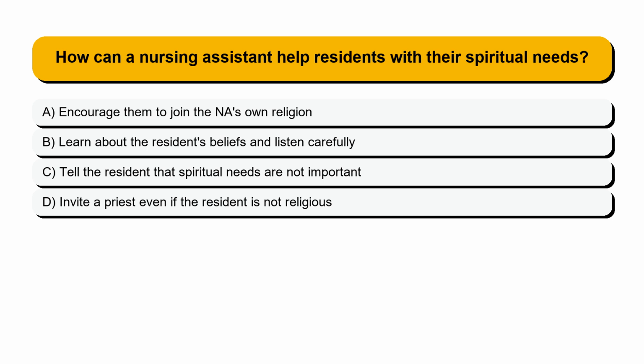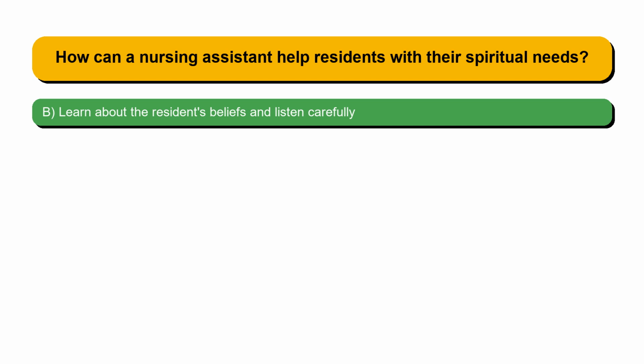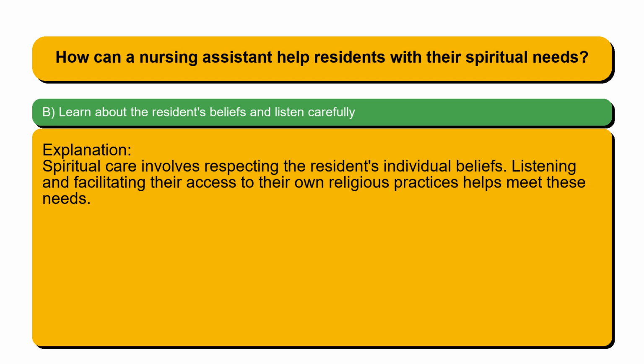Question 25. How can a nursing assistant help residents with their spiritual needs? Option A. Encourage them to join the NA's own religion. Option B. Learn about the resident's beliefs and listen carefully. Option C. Tell the resident that spiritual needs are not important. Option D. Invite a priest even if the resident is not religious. The correct answer is option B. Learn about the resident's beliefs and listen carefully. Spiritual care involves respecting the resident's individual beliefs. Listening and facilitating their access to their own religious practices helps meet these needs.